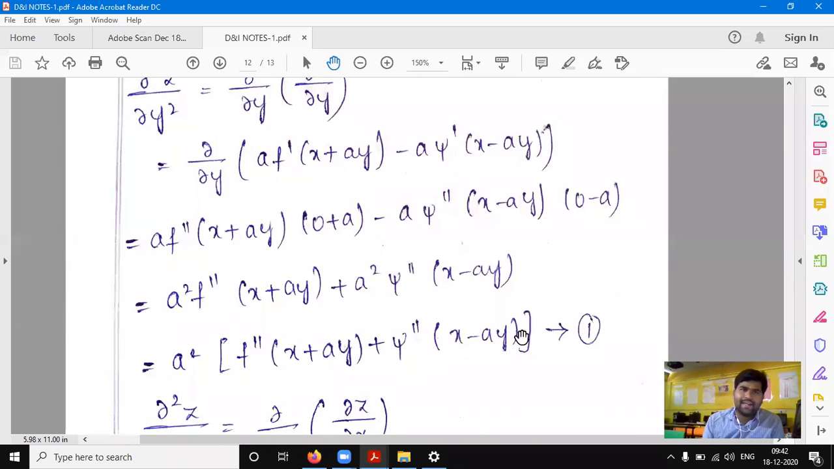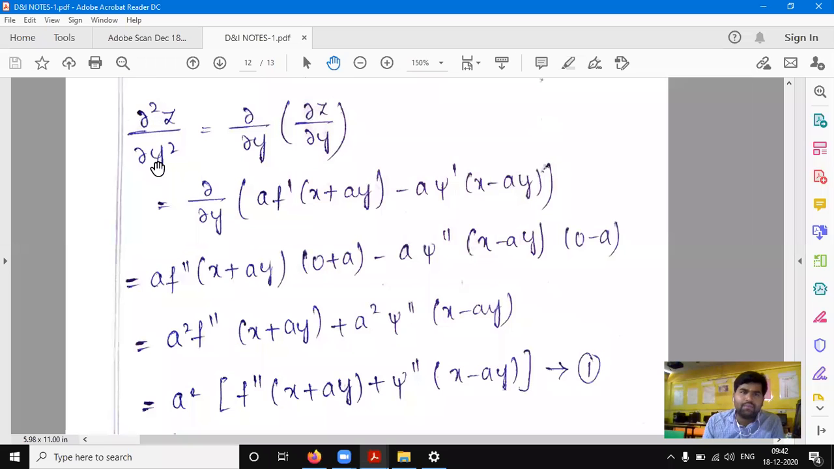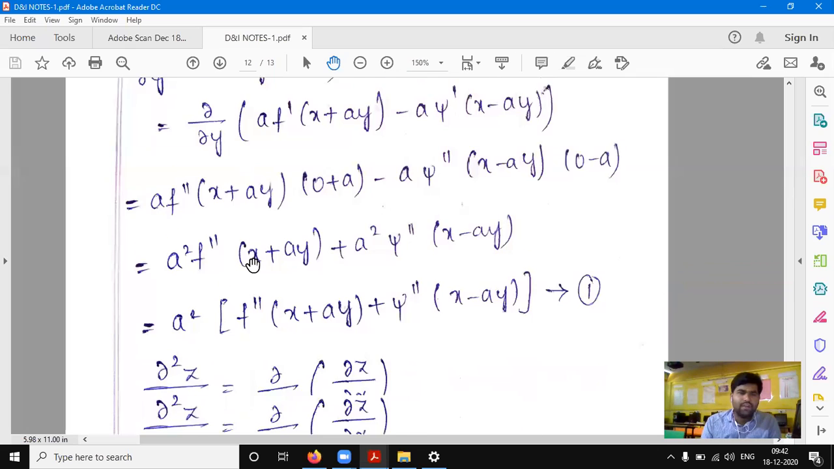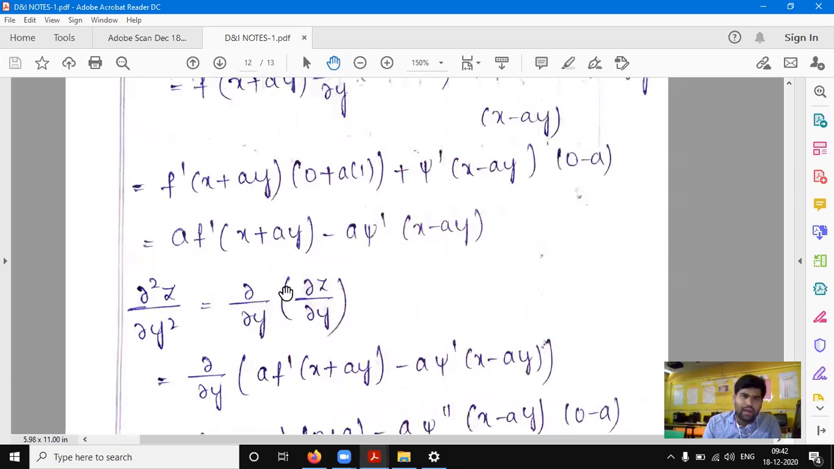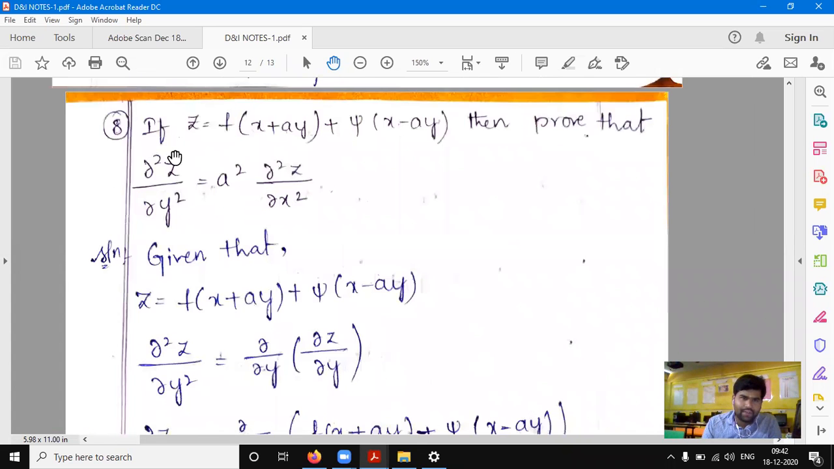So we have calculated up to here ∂²z/∂y². Next we need ∂²z/∂x². In the question, we have calculated this term; next we are doing this one, that is ∂²z/∂x².